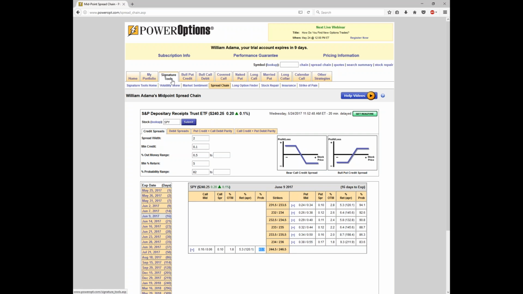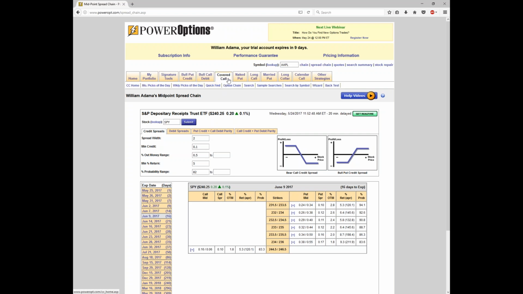Okay, so this spread chain tool, you can access it directly at any time just by putting in a stock at the top here and clicking on the spread chain. You can access it in the signature tools or underneath the individual vertical spread strategies. A very powerful tool, very efficient, very quick to help you find the credit spread you want and compare it to the parity trade that you'd want to see. If you're doing a bull put, you'd want to see if you can get more bang for the buck with the bull call and vice versa.